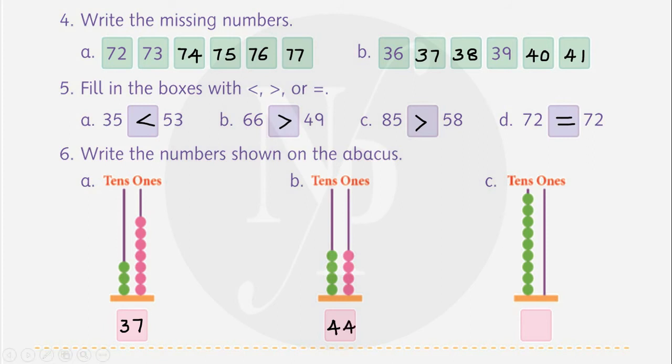Coming to C, let us count the number of beads on the tens rod here. 1, 2, 3, 4, 5, 6, 7, 8, 9. 9 beads are there, and there are no beads on ones rod, which represents 0. Therefore, the number represented by this abacus is 90. We will write 90 in this box.